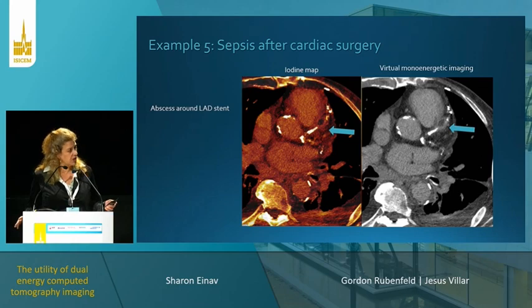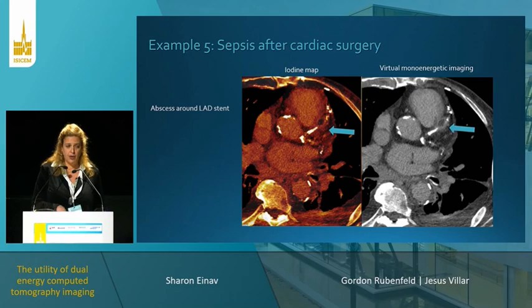And what you can see here is the abscess in this area that you can see in both the iodine map and the virtual monoenergetic imaging. So there was an abscess around the LAD that we wouldn't have been able to see had we not used this technique.